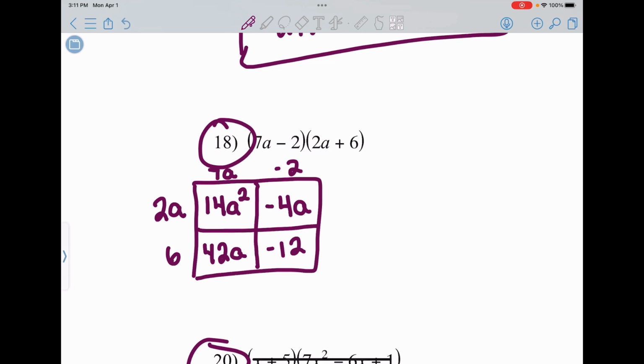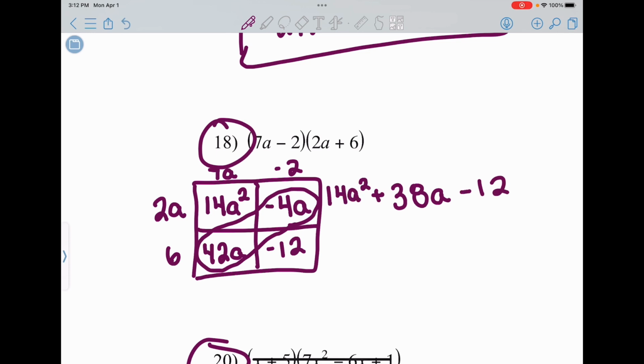After you complete your box, you look to combine like terms. But remember, when you combine like terms, you are adding. So I know at first we were multiplying to fill out the box originally, but after the box is completed, you add to combine like terms. So I have a 42a and a negative 4a, which will combine to 38a. And then I have that 14a squared out in front, and that minus 12 at the end.